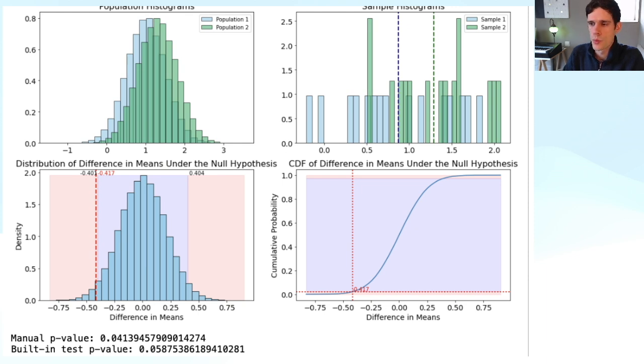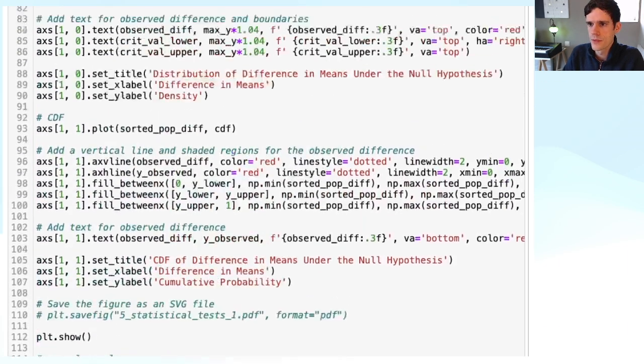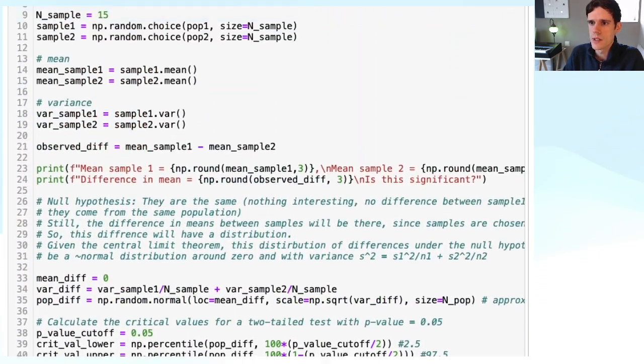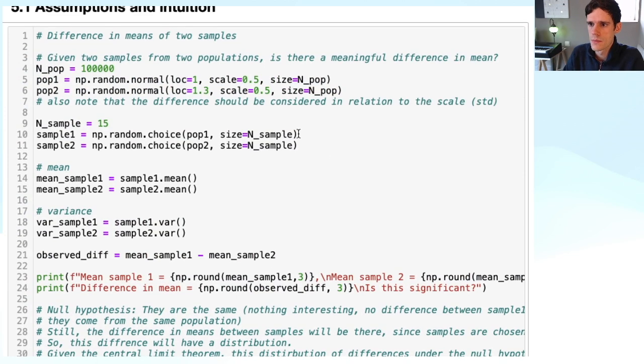Let's change some parameters now, just to see how we can make it so that we will always make the right conclusion. The first thing that we will do is change the underlying population means of our populations. Let's say that they're not different by 30%, but by 300%. So population 2 will now have a mean of 3 compared to 1 for population 1.